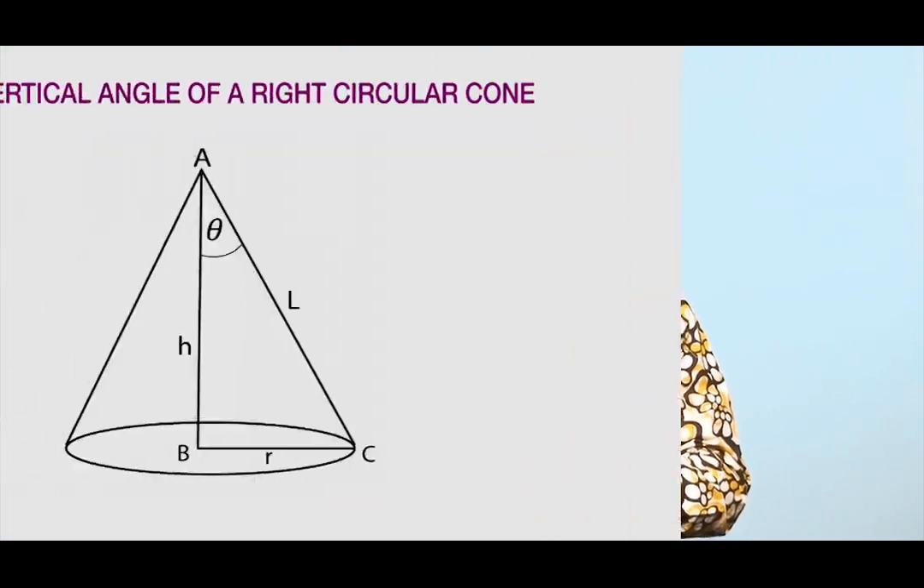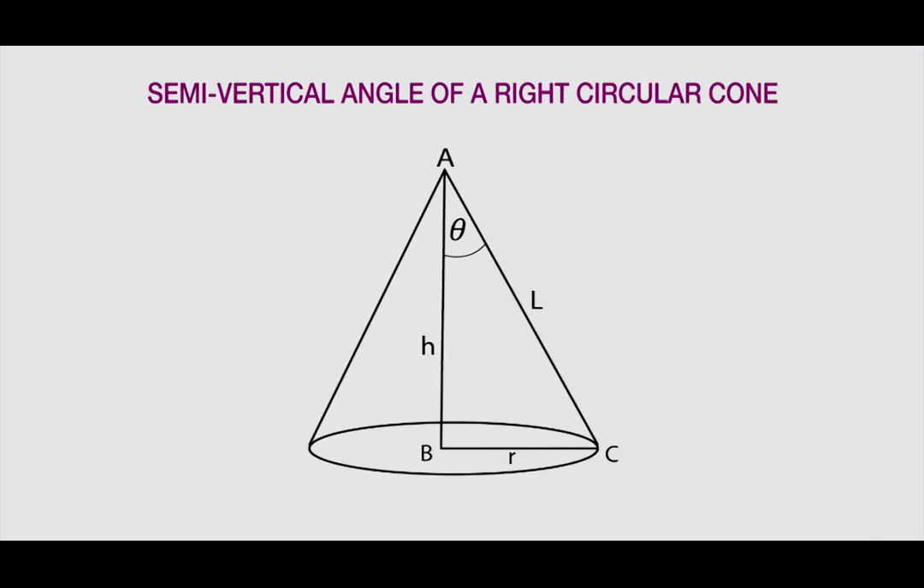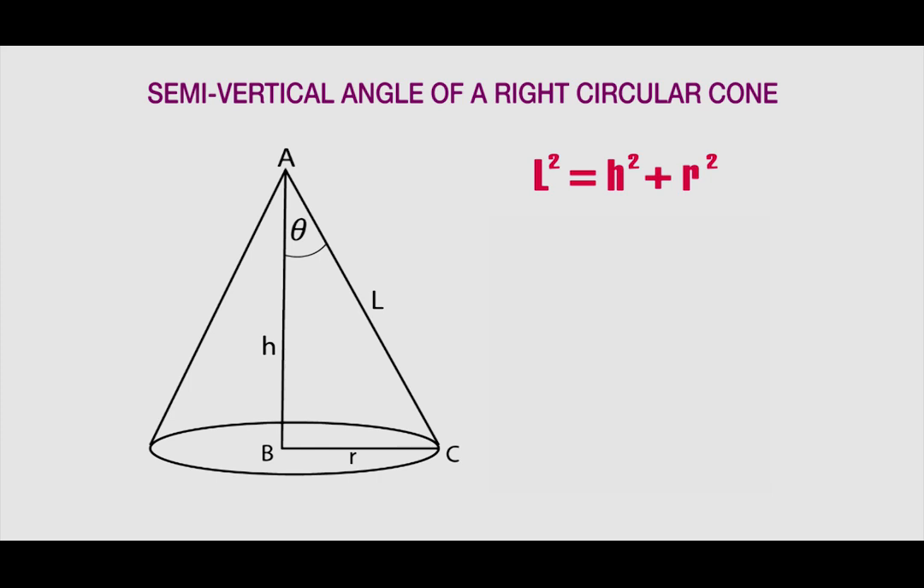Let's now look at a semi-vertical angle of a right circular cone. From the diagram, ABC is a right angled triangle. So we can apply the Pythagoras theorem to find any of the sides of triangle ABC. L is the slant height, R is the base radius, H is the vertical height, and theta is the semi-vertical angle. So applying the Pythagoras theorem, we have L squared equals H squared plus R squared.